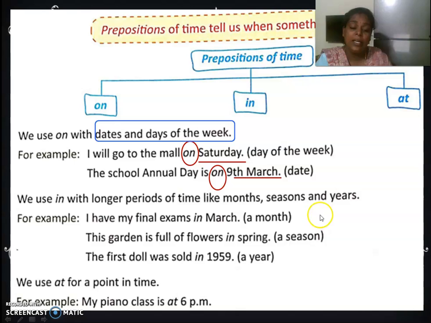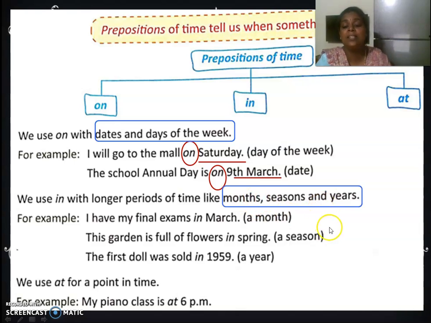And where all do we use in? It is month, season and years, but it is for a long duration. That is a long period. Say for example, a month means a number of days make a month. So many days are there in a month. So it's a long period, we say. And season also, a season will be for 2 or 3 months.